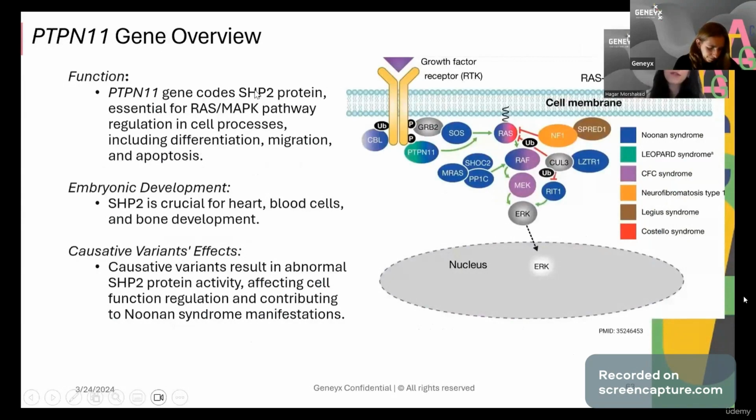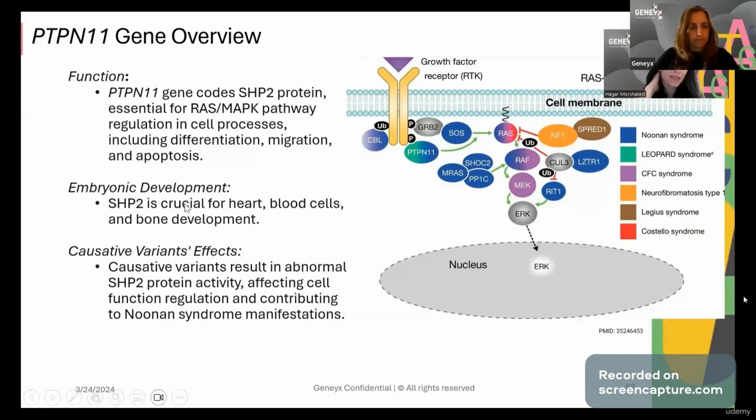The PTPN11 gene encodes a protein named SHP2, which is essential for RAS-MAPK pathway regulation in cell processes including differentiation, migration, and apoptosis. This is one of the most researched pathways in human cells, with a lot of research around the RAS-MAPK pathway. We know that some of the different proteins in this pathway lead to Noonan syndrome, and you can see these proteins here in blue. Some of them can cause LEOPARD syndrome, which is another syndrome that PTPN11 can cause. All these syndromes belong to a big family of RAS-MAPK pathway diseases, and different proteins in that pathway can lead to the same syndrome.